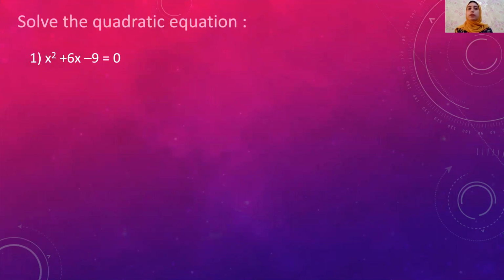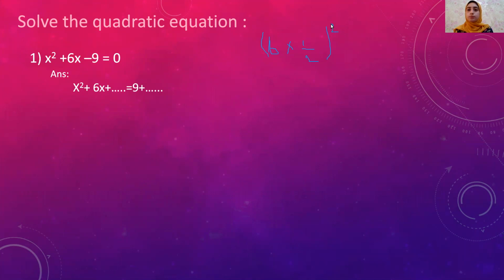Solve the quadratic equation x squared plus 6x minus 9 equals 0. Well, we write the equation in the form x squared plus 6x plus space equals 9 plus space. Step number 2, we multiply 6 times half, 1 over 2 all squared, right?